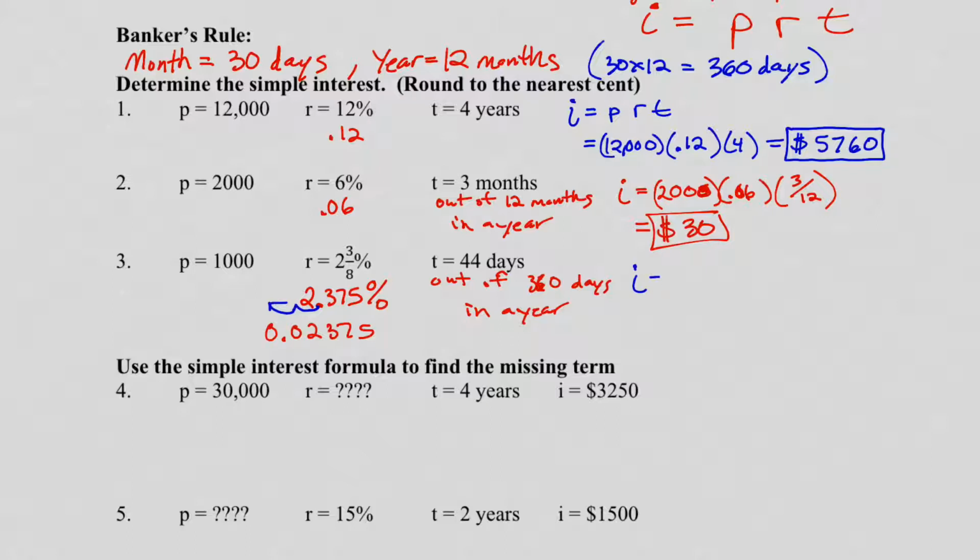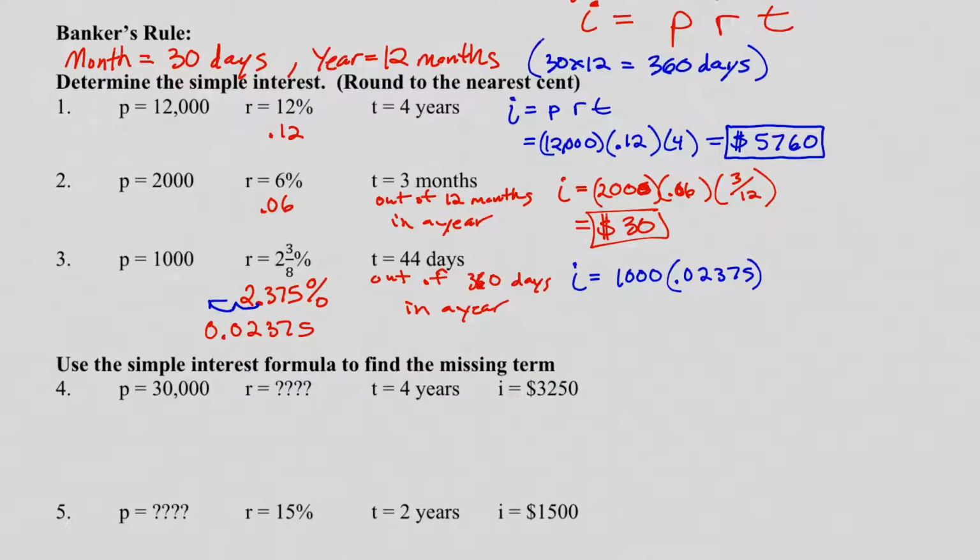So this time we're going to do I equals 1,000 times 0.02375 times 44 days out of 360 days. Okay, and just let your calculator do the work. So go ahead and do that and see what you get, and check back in a few seconds to see what the answer is. Okay, so the answer is $2.90.